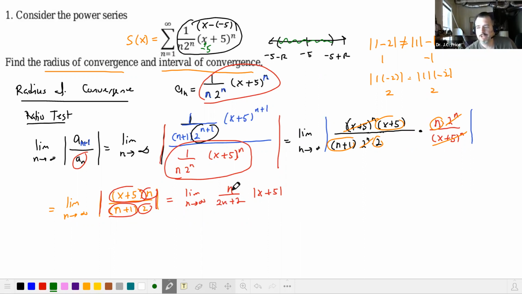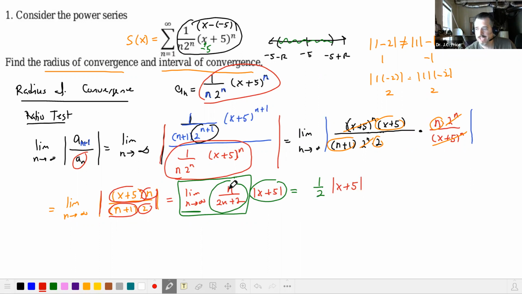And the reason I multiplied through is I want to make it very clear what this limit will be. So this will be equal to, so when you run the limit on here, the only thing that changes is this. This is a constant with respect to the limit. So this is an n over 2n basically. So it's going to be a 1/2 times that absolute value of x plus 5.